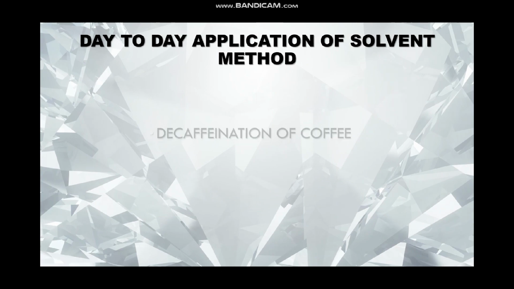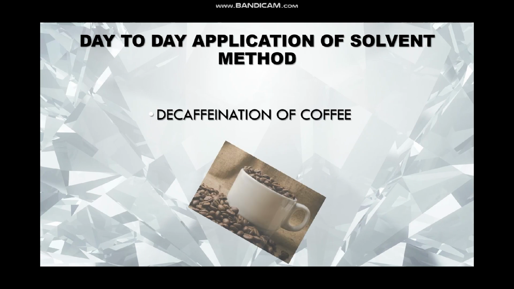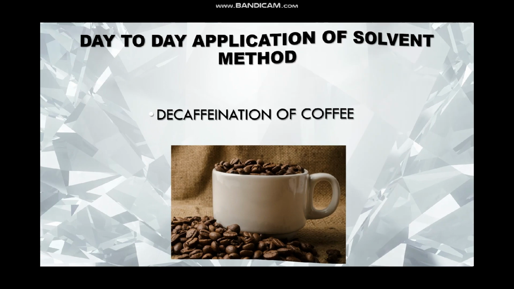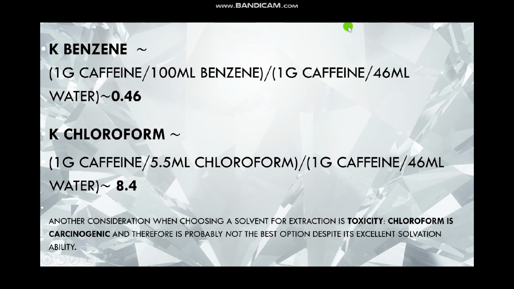In our day-to-day life, we can apply it to decaffeinate coffee. As you know, coffee decaffeination works by taking out the caffeine present in coffee without altering the nature of the coffee. Other solvents have been used before to decaffeinate coffee. The first one was benzene. 1 gram of caffeine was dissolved in 100 ml of benzene, divided by 1 gram of caffeine dissolved in 46 ml of water, which gave roughly 0.46, which is very low. This means that the caffeine was actually present in the water, failing the experiment.